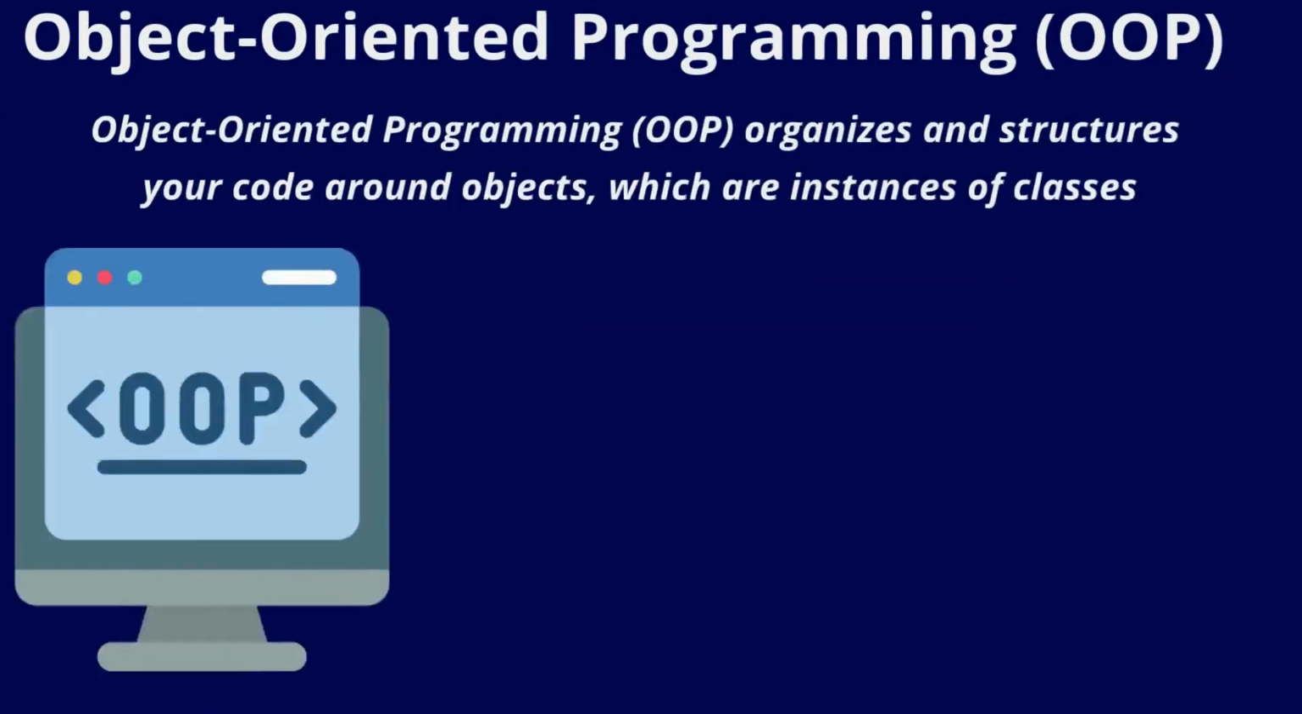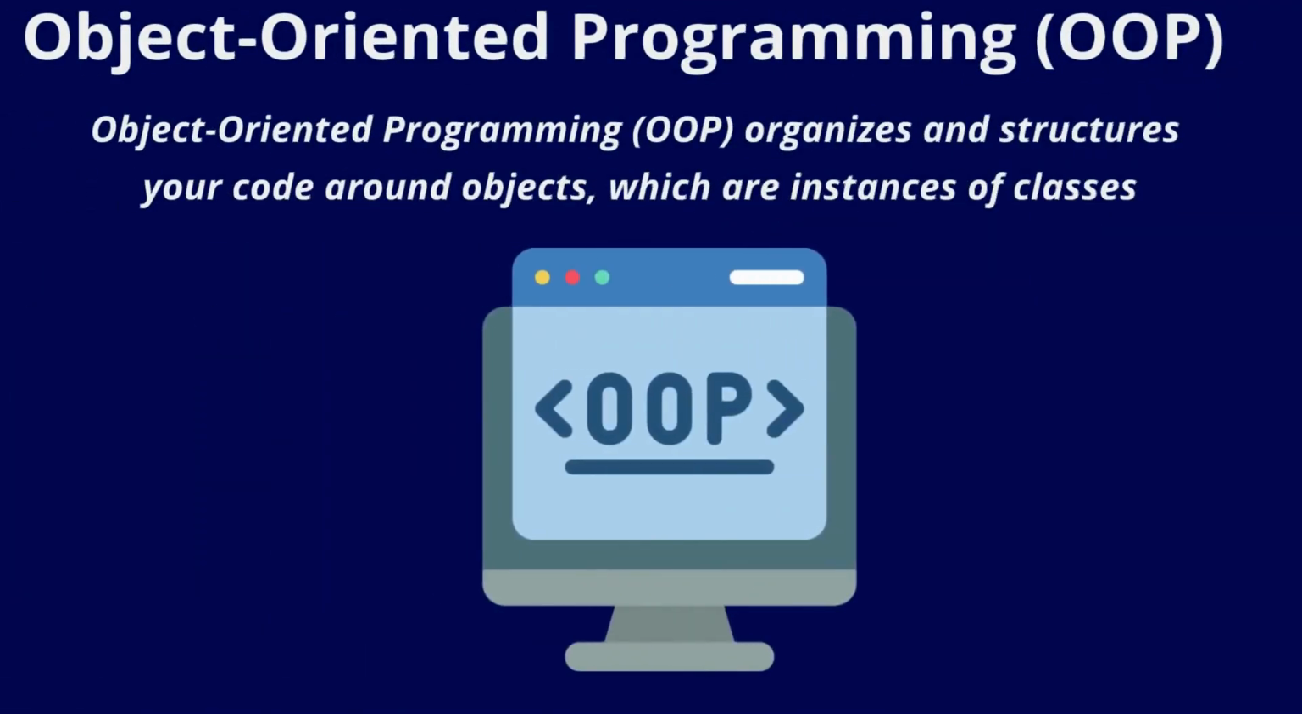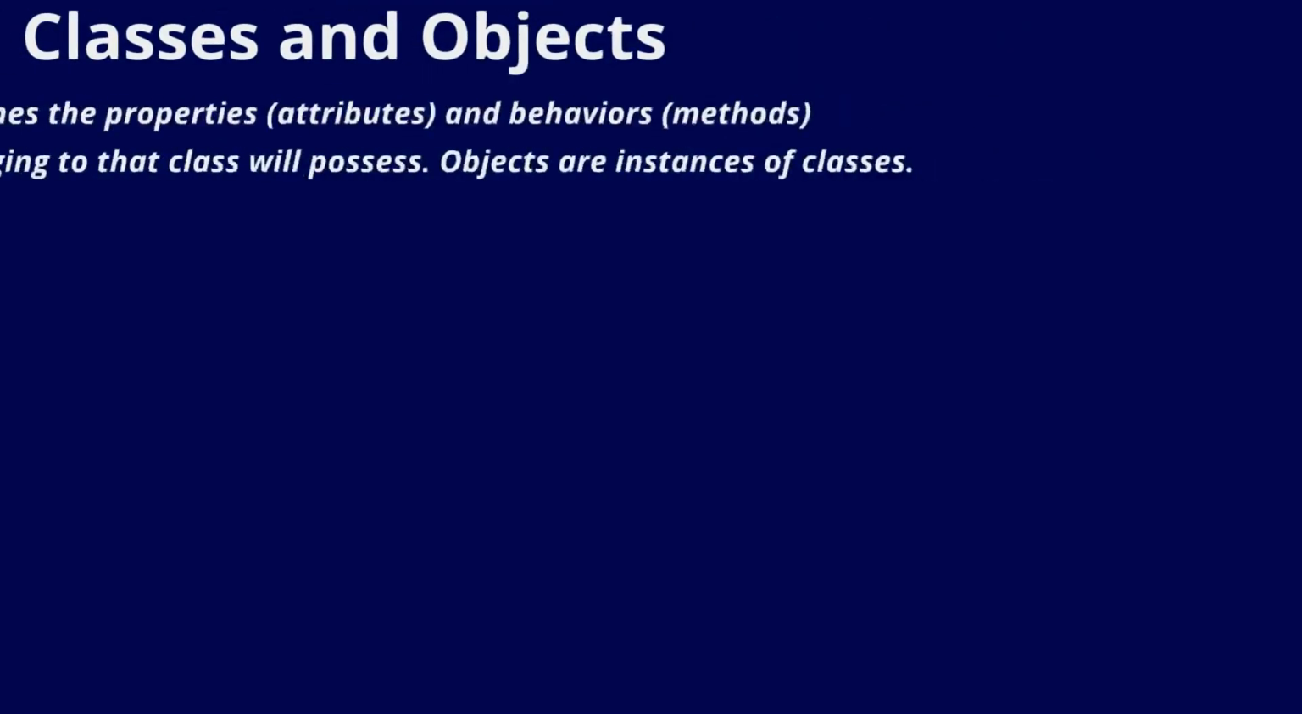Object-oriented programming. Object-oriented programming organizes and structures your code around objects, which are instances of classes. Python supports OOP fully, and here are some key concepts and features you should know about it. Number 1, classes and objects.